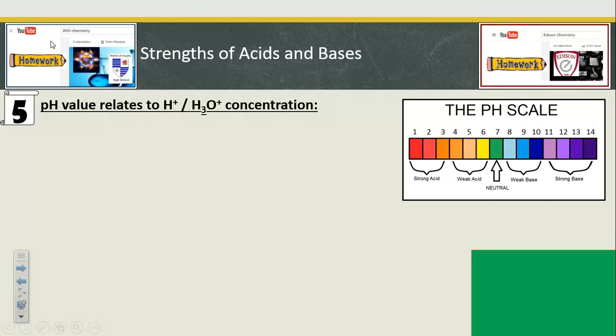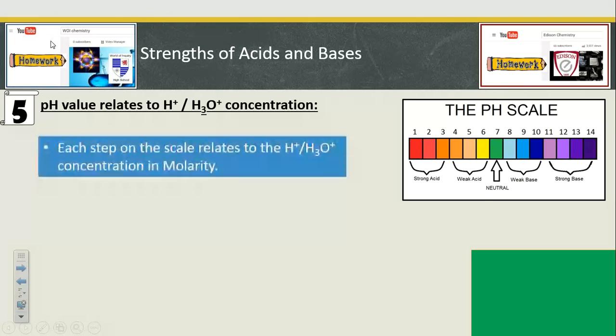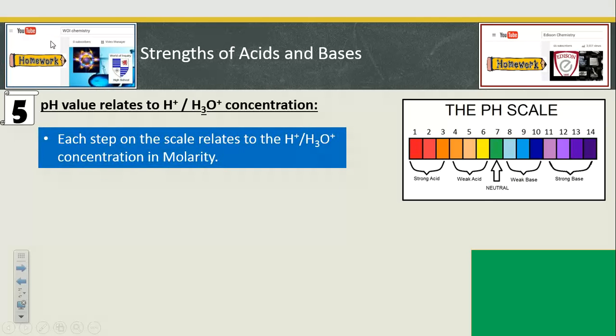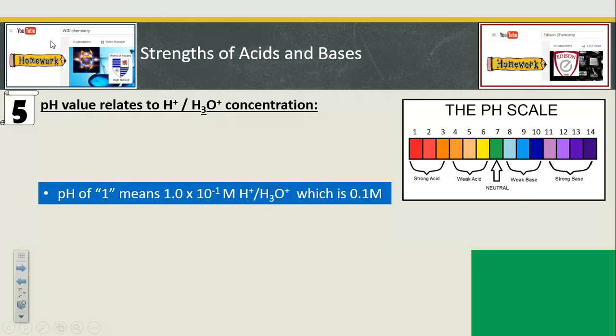Now, how does pH value relate to the concentration of hydronium? This is how it works. Each step on the pH scale relates to the concentration in molarity. And a pH of 1 technically means 1 times 10 to the negative 1 moles, concentration of hydronium in solution, which is 0.1 molar. So the negative exponent is the pH number. So 10 to the negative 1 means a pH of 1.